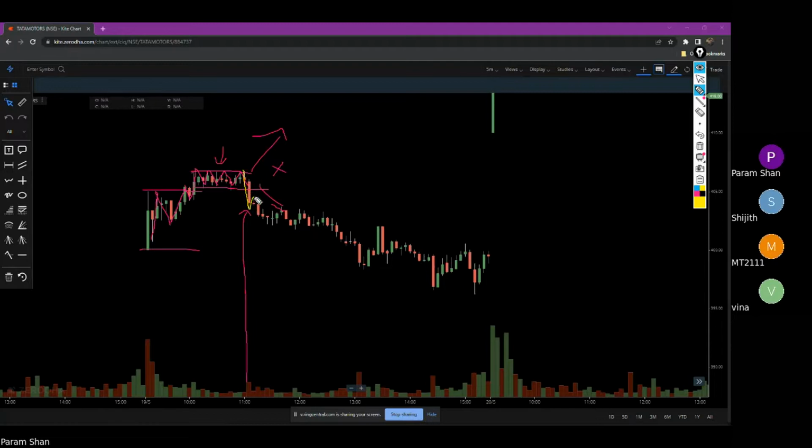Again, we had a pullback. Again, there was a break until here because continuously all the candles were breaking down. Okay. Then from here, here, here, here, here, there was a pullback. Again, breakdown. Here, there was a pullback. Again, went up, went down. This is how you need to draw the price movements.